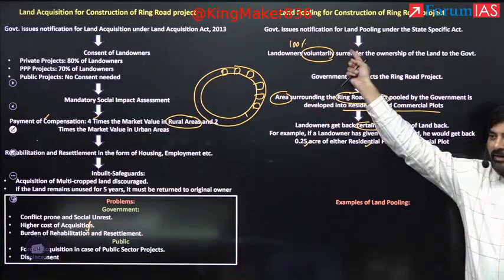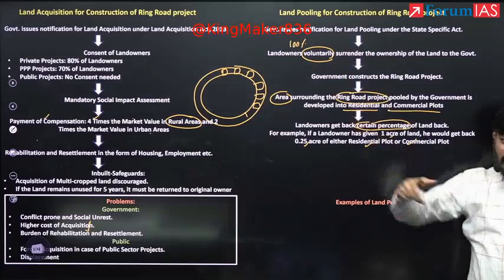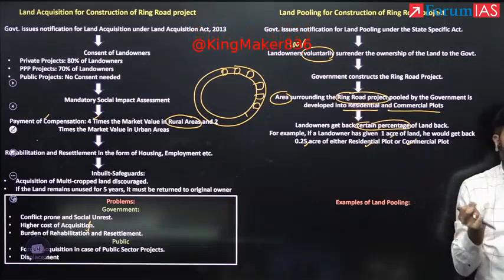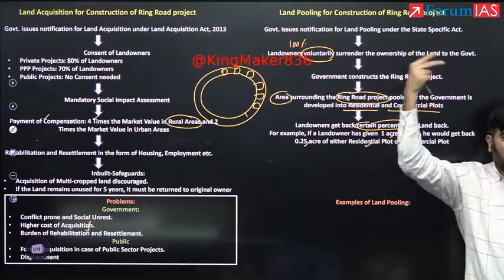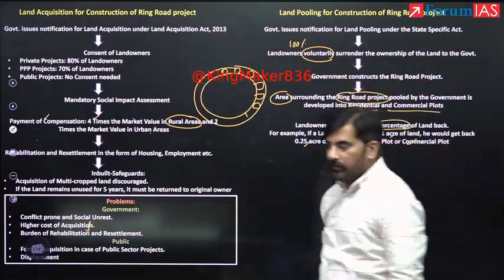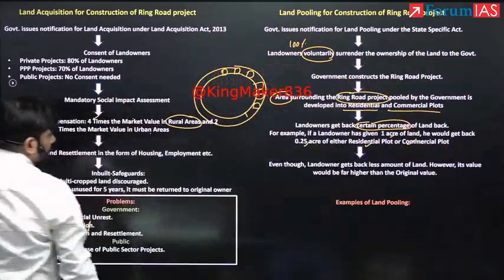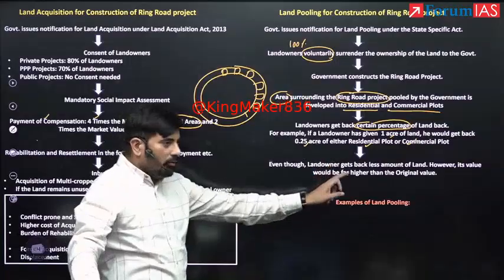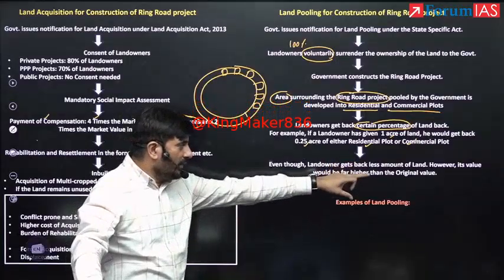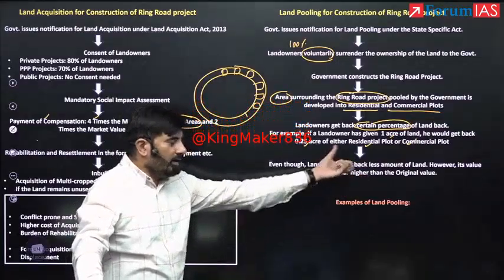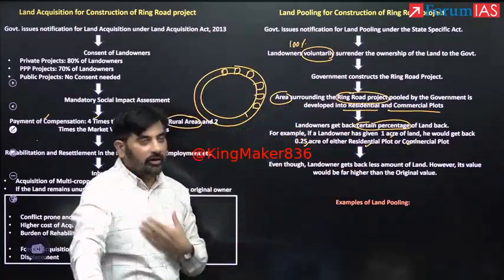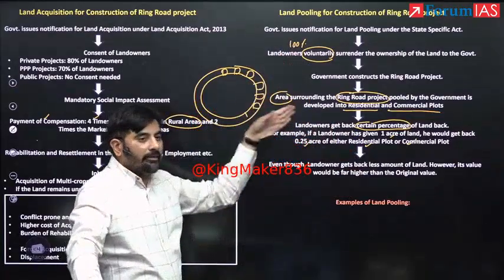Why is this person happily giving the land? Because he knows that even though he'll get less amount of land, the value of the land will be much, much higher than the initial value. So, even though landowners get less amount of land, its value would be far higher than the original value. This is the land pooling model.